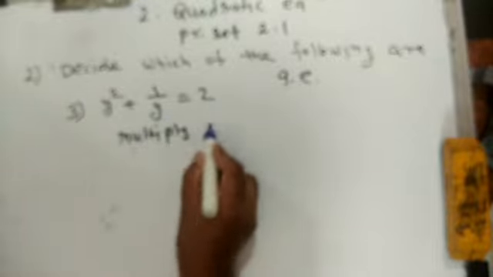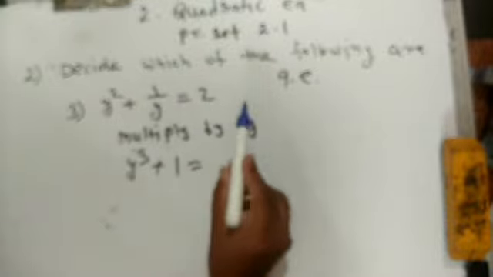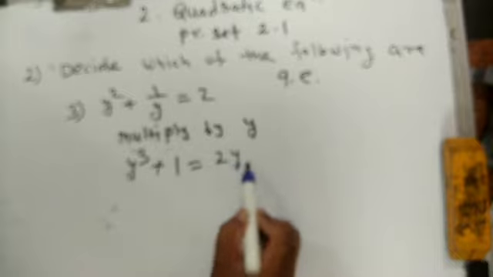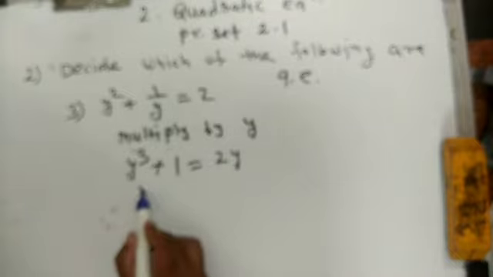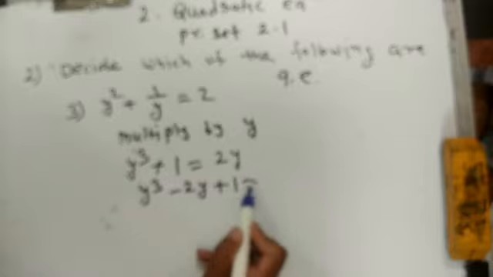Multiply by y. Therefore, what we get when we multiply throughout the equation by y? y square into y, that is y cube. When we multiply this 1 by y, y gets cancelled, we get 1. When we multiply this 2 by y, we get 2y. Therefore, write all the terms on the left hand side: y cube minus 2y plus 1 is equal to 0.